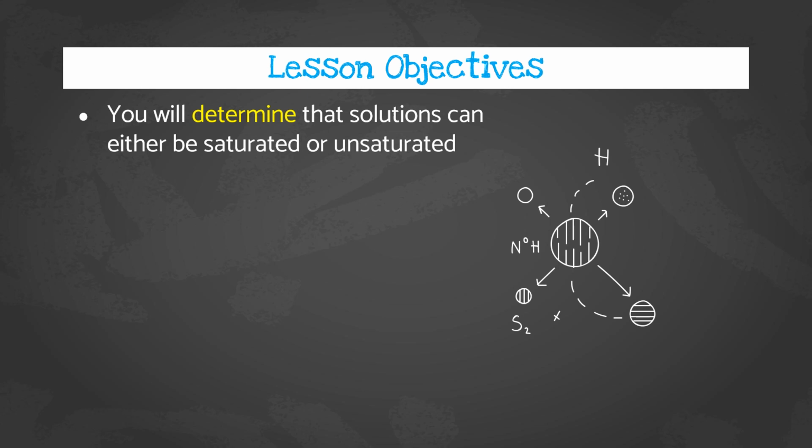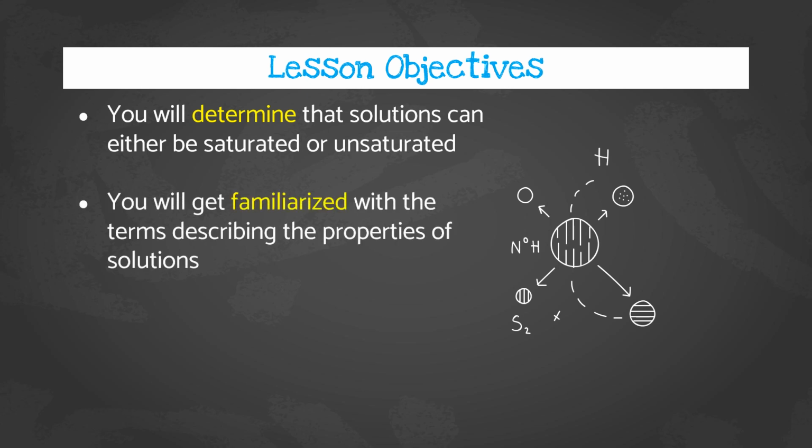This means at the end of the session, you should have learned about the categories of solution if it is saturated or unsaturated. The next objective is that you will get familiarized with the terms describing the properties of solutions. The highlighted word in yellow there is familiarized. It means you will be able to get aware of all the scientific terms about properties of solution.